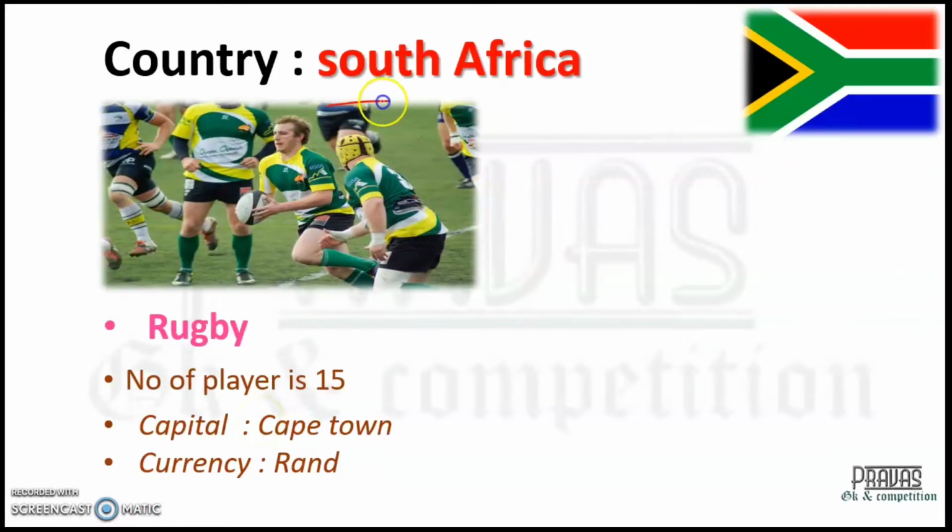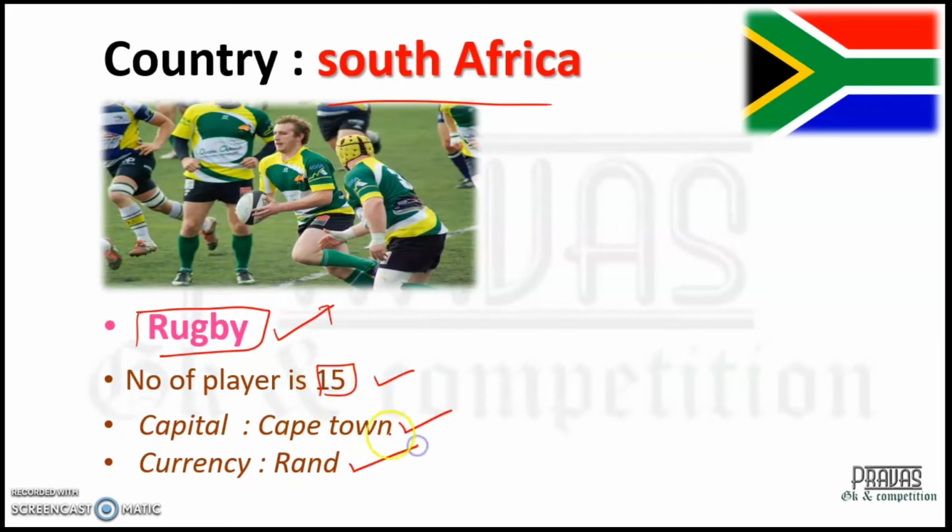Next country is South Africa. Rugby is the national game of South Africa, and the number of players in each team is 15. Capital is Cape Town and currency is rand. So rugby is the national game of South Africa and the number of players is 15.